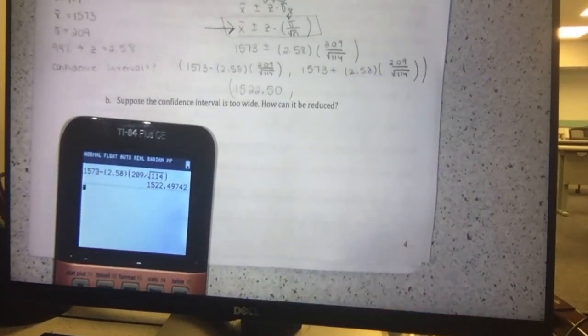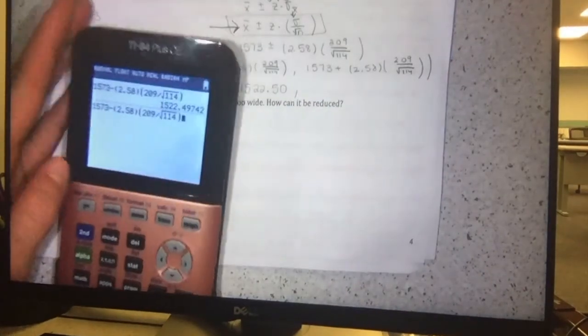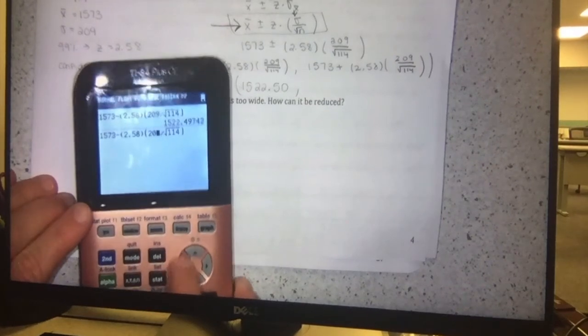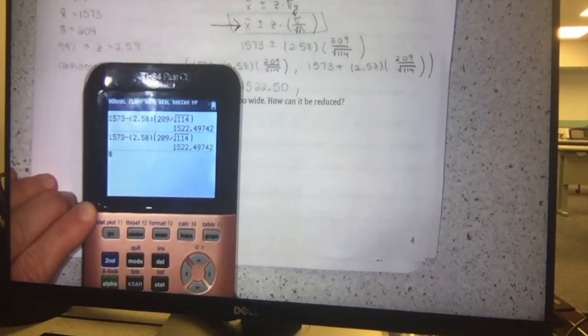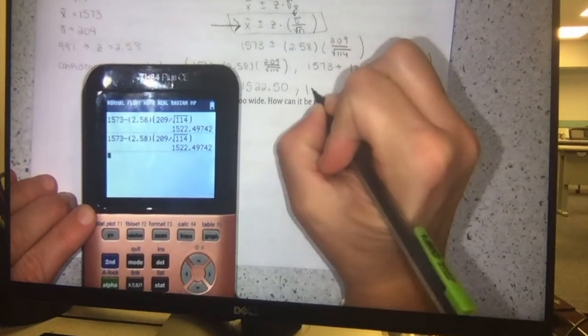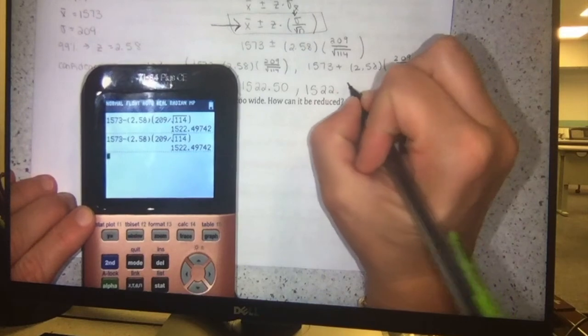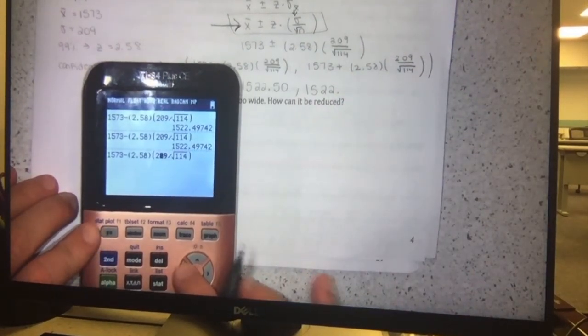And now I'm going to do the exact same thing, but I want to change that minus to a plus. So instead of taking the time to rewrite everything, I'm just going to hit second enter, and it'll bring me back whatever I previously entered, and then just scroll over, changing that minus to a plus. And that will give us our upper boundary, 1623.5.